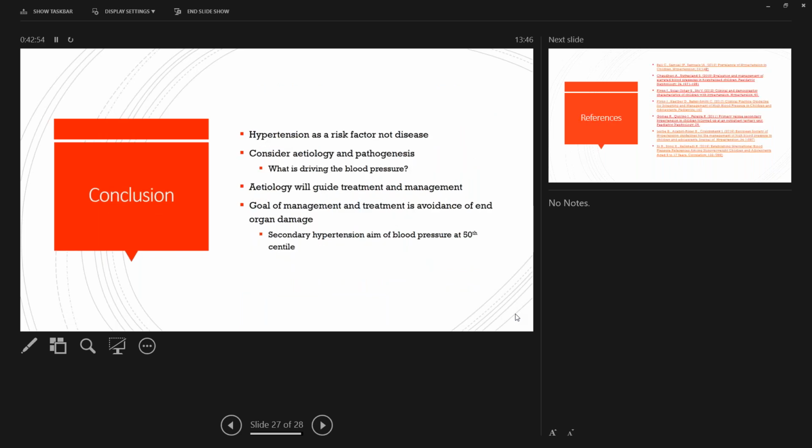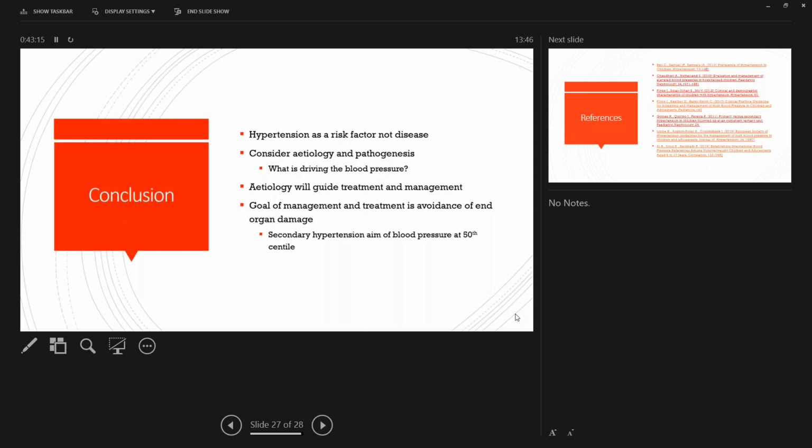So just to summarise, hypertension is a risk factor, not a disease. You're very much thinking about the long-term outcomes of affecting target end organ damage. Consideration of the etiology and pathogenesis is important. So what is driving that blood pressure?